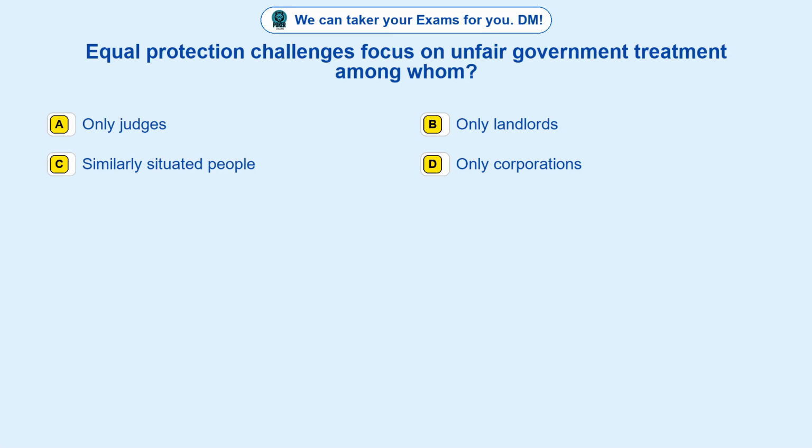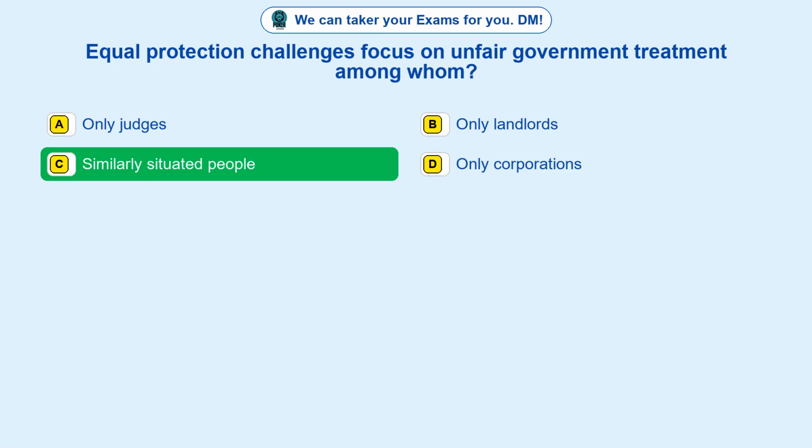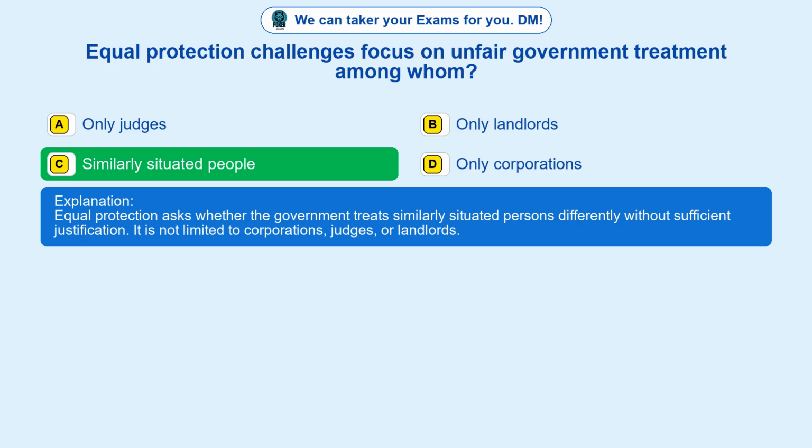Question 43. Equal protection challenges focus on unfair government treatment among whom? Option A, only judges. Option B, only landlords. Option C, similarly situated people. Option D, only corporations. The correct answer is option C. Similarly situated people. Equal protection asks whether the government treats similarly situated persons differently without sufficient justification. It is not limited to corporations, judges, or landlords.